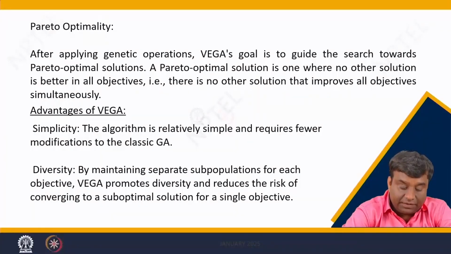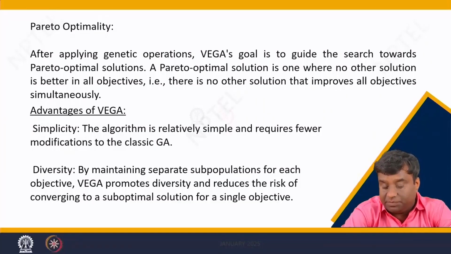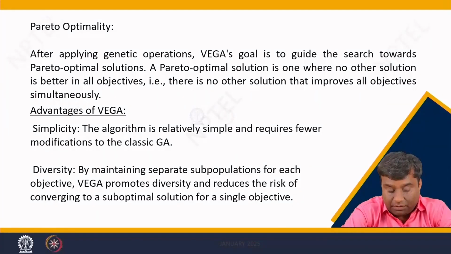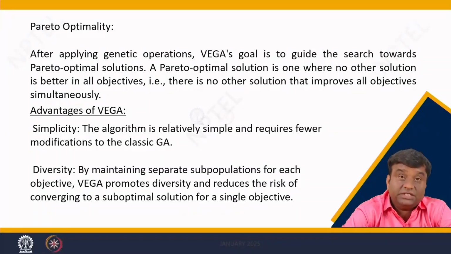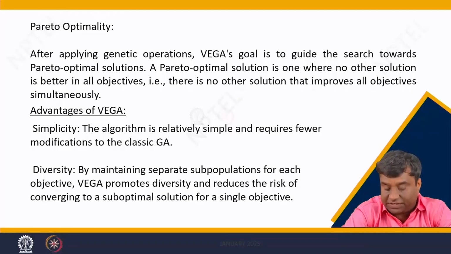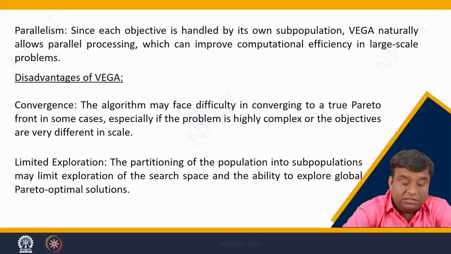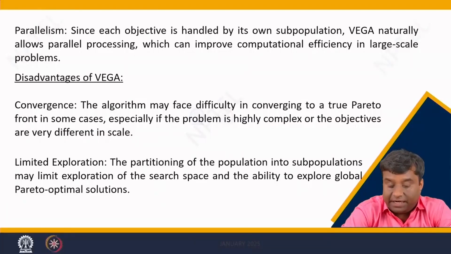Advantages of VEGA. Simplicity: the algorithm is relatively simple and requires fewer modifications to the classic genetic algorithm. Diversity: by maintaining separate subpopulations for each objective, VEGA promotes diversity and reduces the risk of converging to suboptimal solutions for a single objective. The third is parallelism: since each objective is handled by its own subpopulation, VEGA naturally allows parallel processing, which can improve computational efficiency in large scale problems.